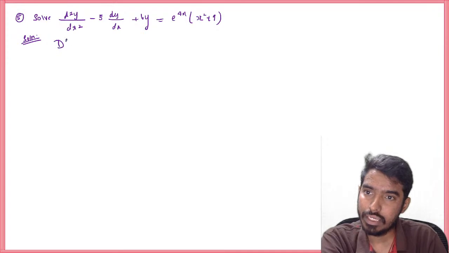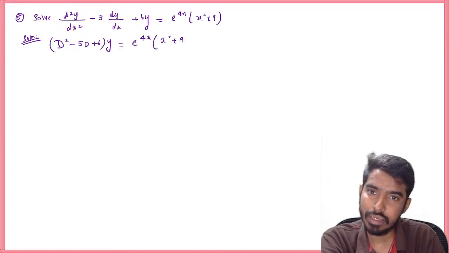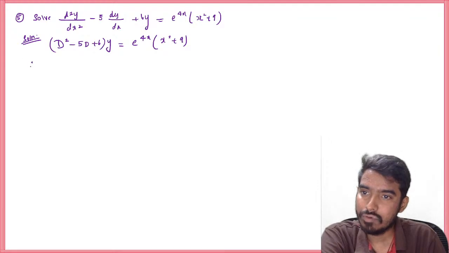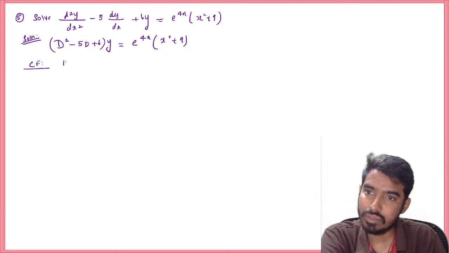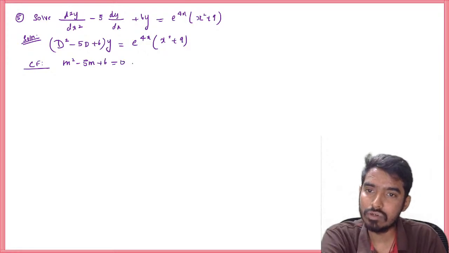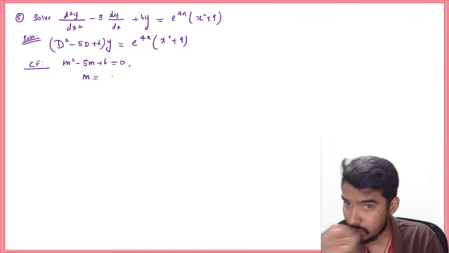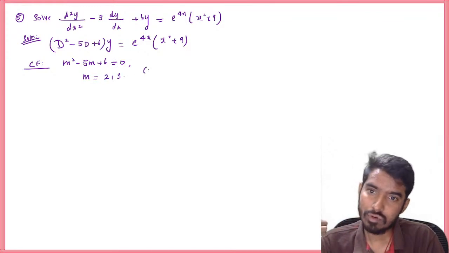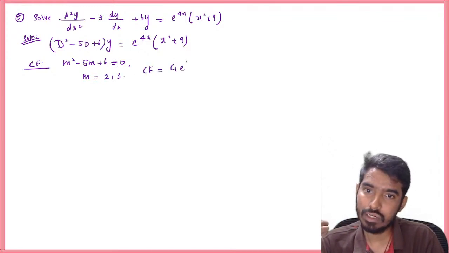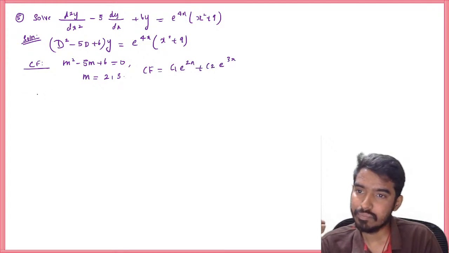So we have d square minus 5d plus 6 of y is equal to e power 4x x square plus 9, right? So therefore, first find CF. So it is m square minus 5m plus 6 is equal to 0. So solve this, you will have m equal to 2, 3. So therefore, your CF is C1 e power 2x plus C2 e power 3x.